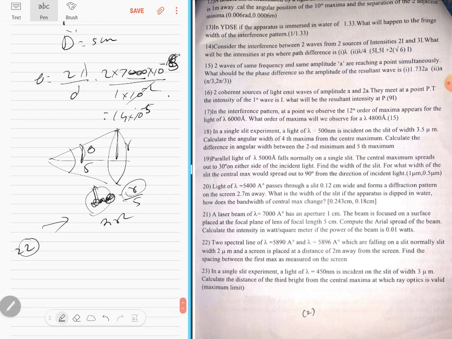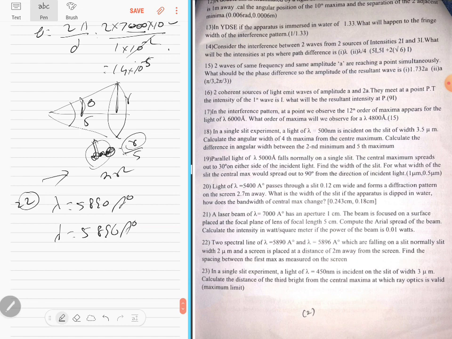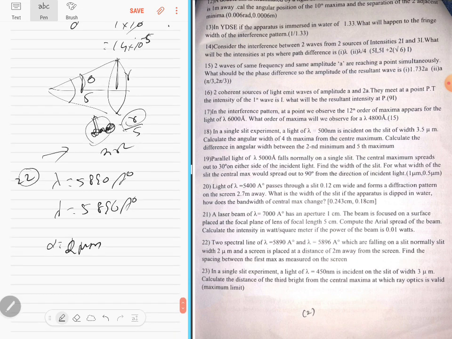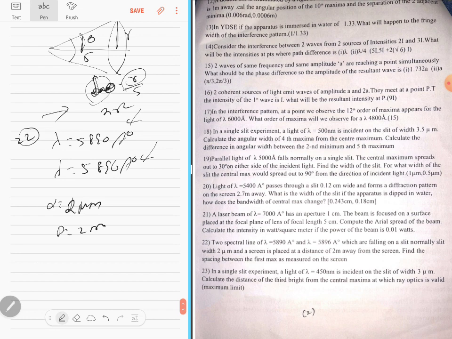The two spectral lines of wavelength 5890 Angstrom and another wavelength of 5896 Angstrom are falling on the slit normally. The slit width is 2 micrometer. The screen is placed at a distance of 2 meters from the slit. Find the spacing between the first maxima as measured on the screen. Okay, these two will have their own first maxima, and the first maxima is 1 into lambda into capital D by small d.